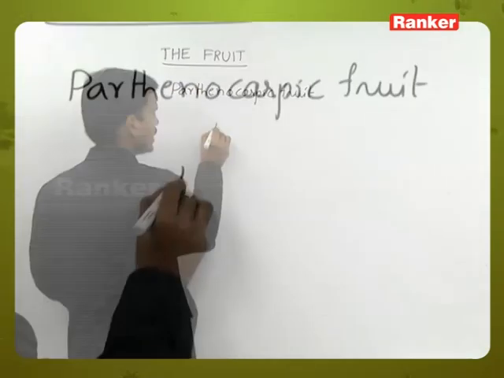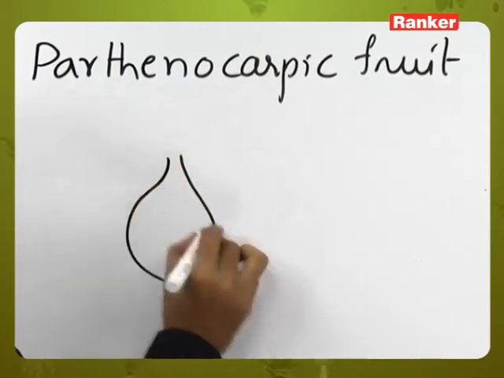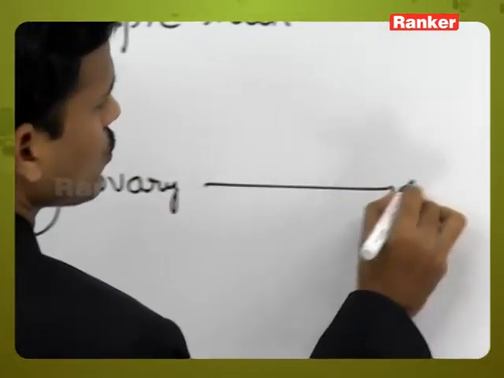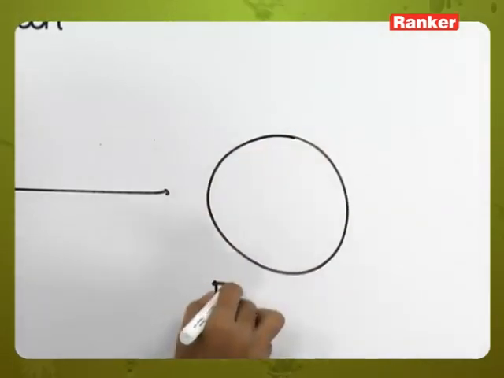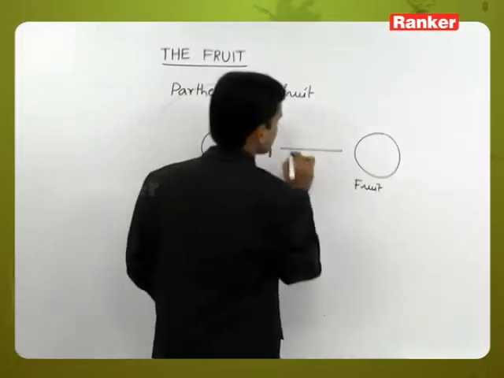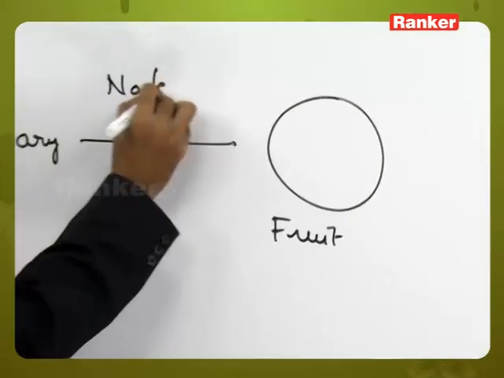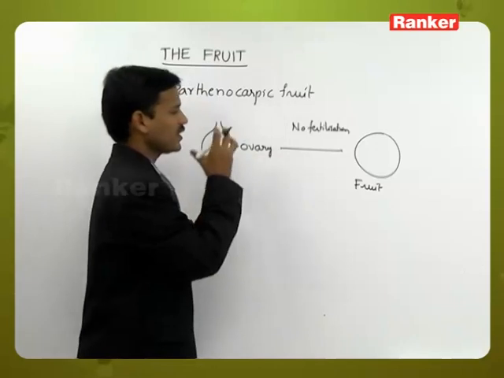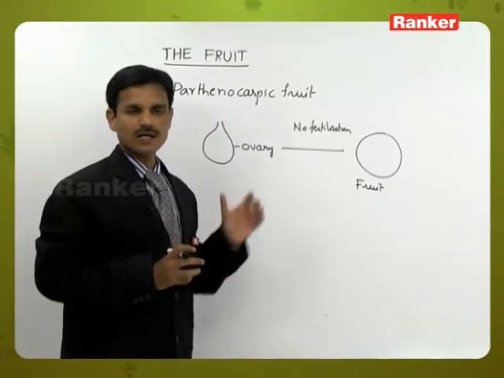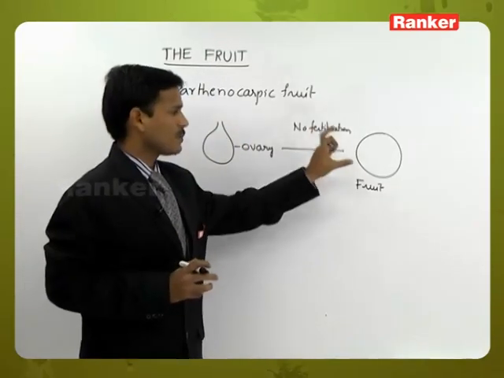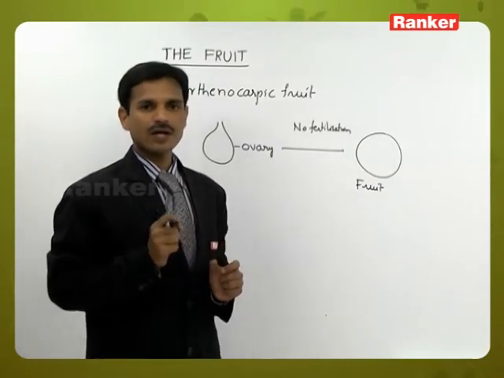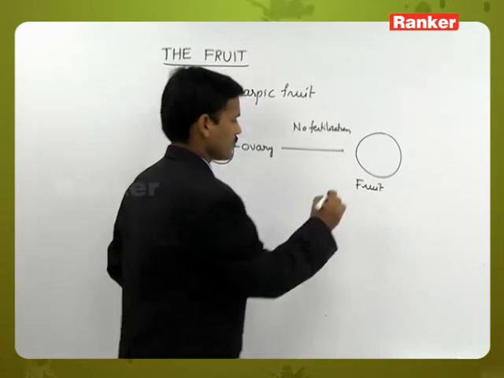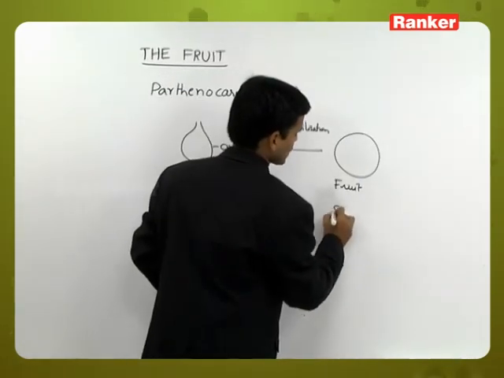Here also, ovary develops into fruit. So, it is ovary. It is developing into fruit. But no fertilization. So, without fertilization, the ovary develops into fruit. It is called as parthenocarpic fruit. The parthenocarpic fruits generally are not having seeds. They are seedless. Seeds are absent. So, parthenocarpic fruits are seedless.